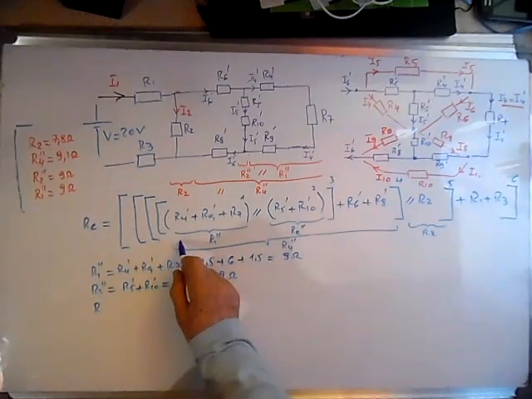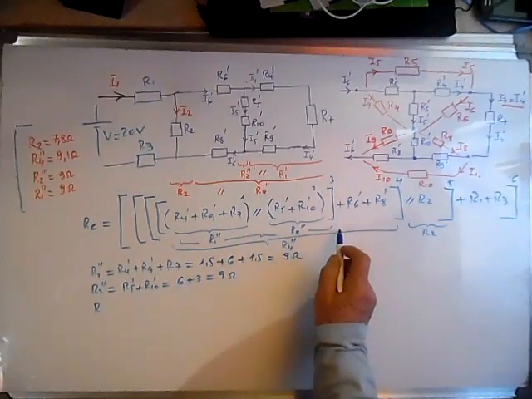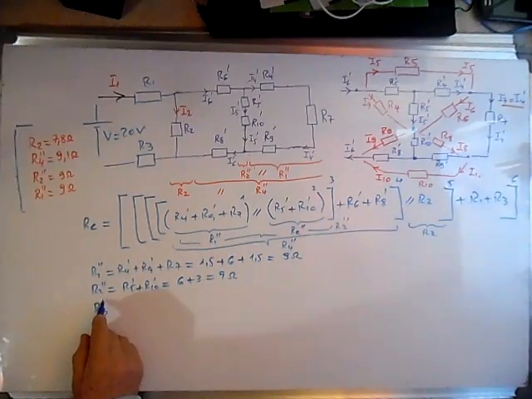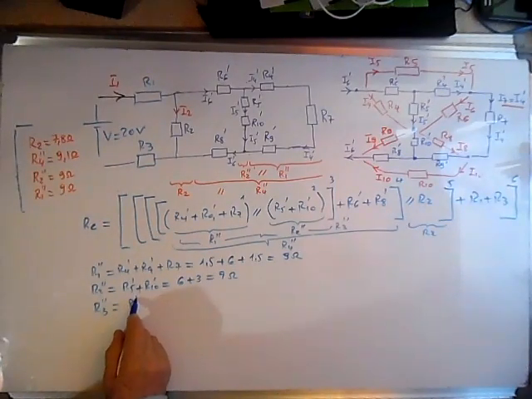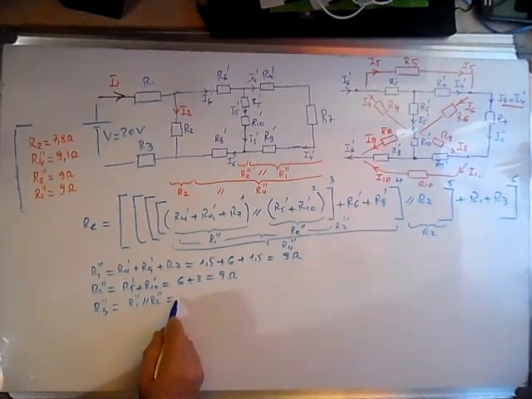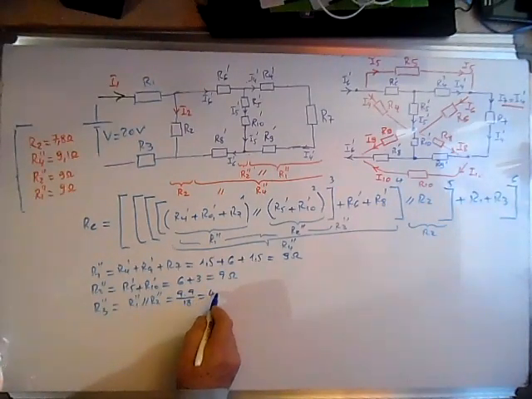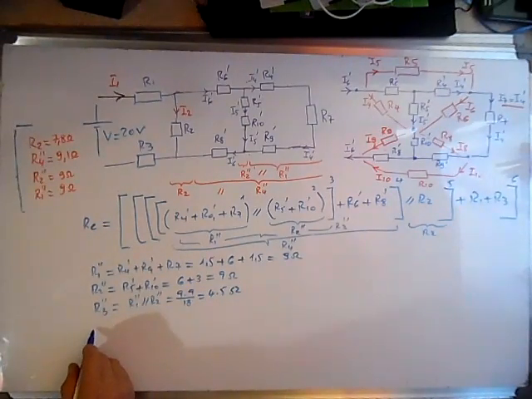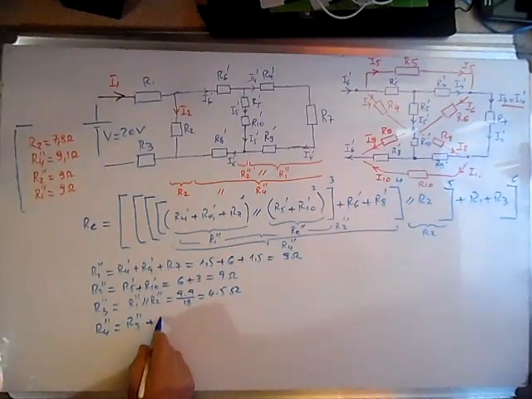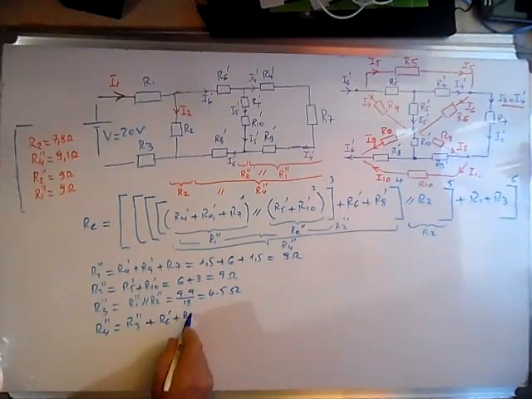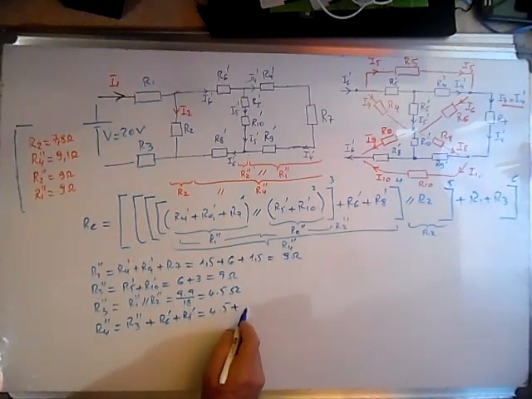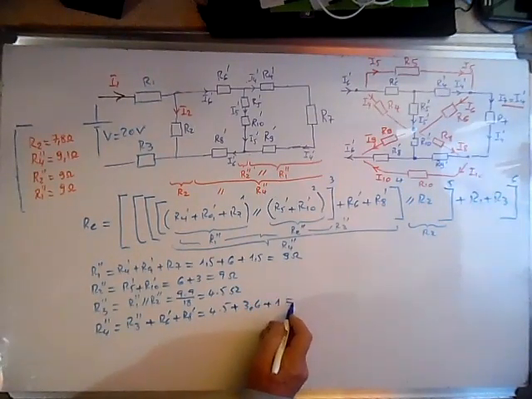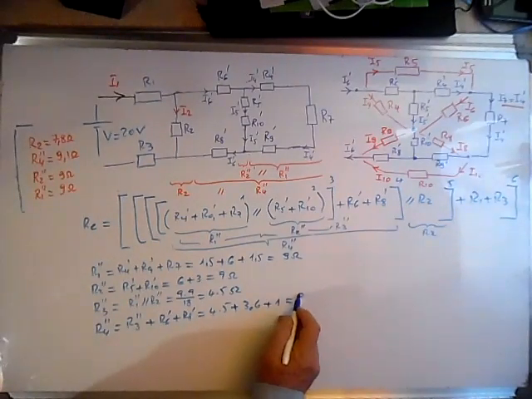Now, I forgot about this, R3 2 prime. R3 2 prime is R1 2 prime in parallel with R2 2 prime, and this is 9 times 9 over 18, and it's 4.5 ohms. Now we calculate R4 2 prime: R3 2 prime plus R6 prime plus R8 prime, 4.5 plus R6 prime, which is 3.6, plus 1, and this will give us 9.1 ohms.